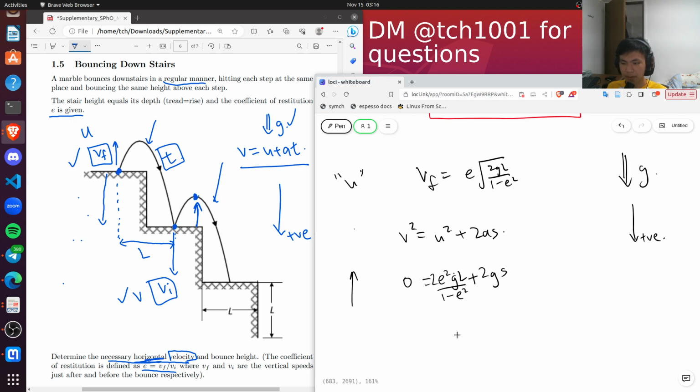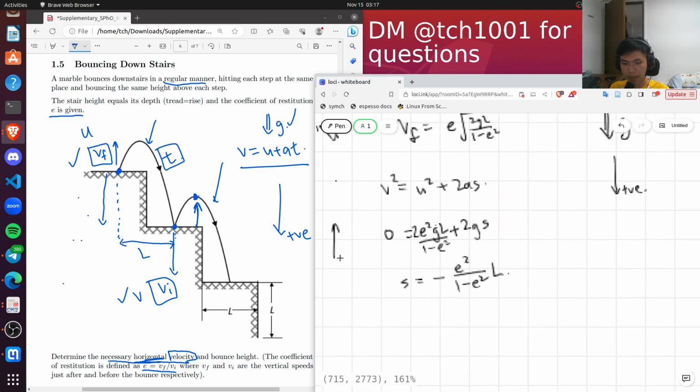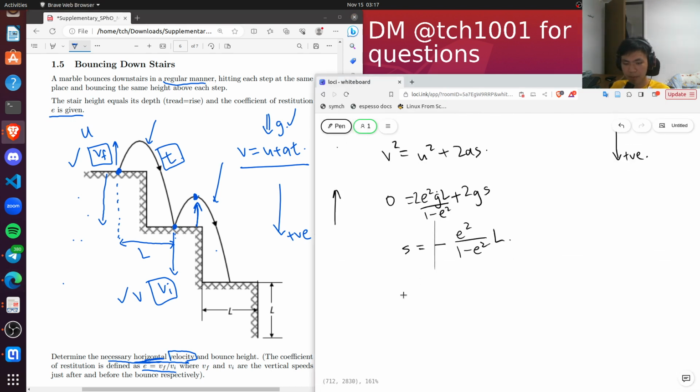So we have this, and then simplifying down, s is equal to, the 2g cancels out, minus e squared over 1 minus e squared times l. So we get the height that it goes up to, the bounce height. Because taking downwards as positive means that this negative sign means that it's going upwards. So the bounce height is just e squared over 1 minus e squared times l, and that is in fact the correct answer.